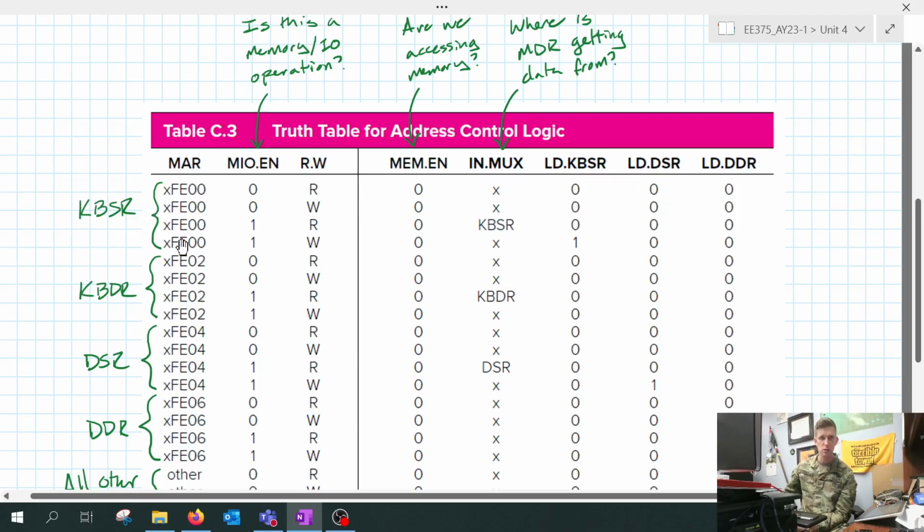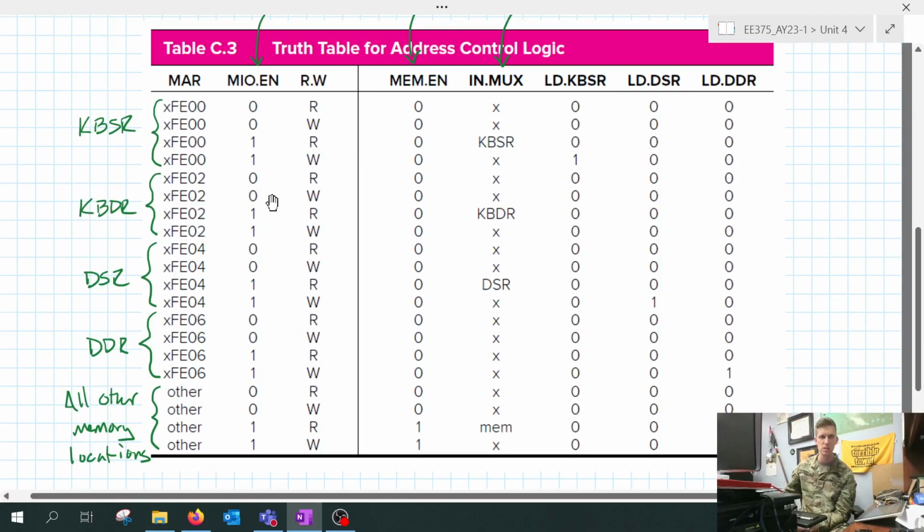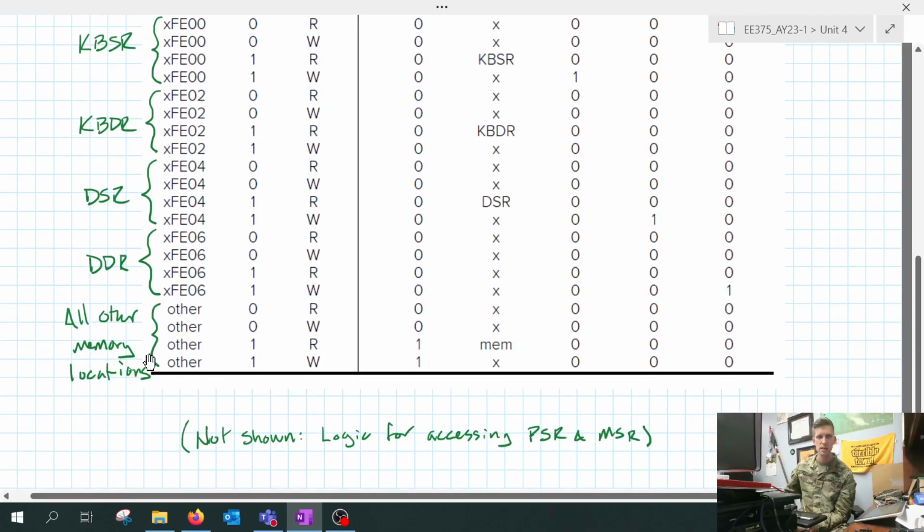But in this 4th row here, you can see that I'm accessing the keyboard status register. I'm doing a write to that. So in this case, I'm going to activate the load signal for that status register. And you'll see similar things for the rest of these registers down here.